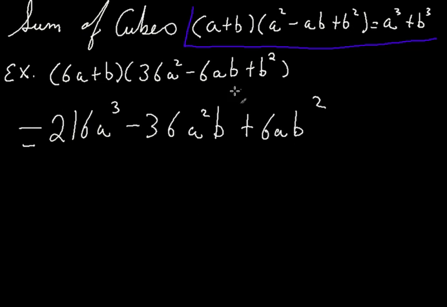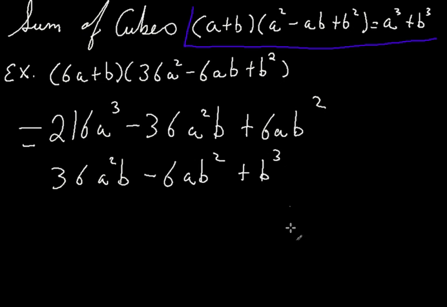Okay. Now, since this is such a long problem, I'm going to put the next terms lower here, so hopefully that won't be confusing for you. B times 36a squared, so that's 36a squared b. And then b times negative 6ab, negative 6ab squared. And then b times b squared would be b cubed.